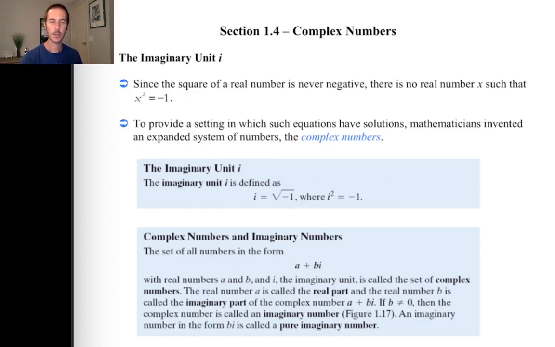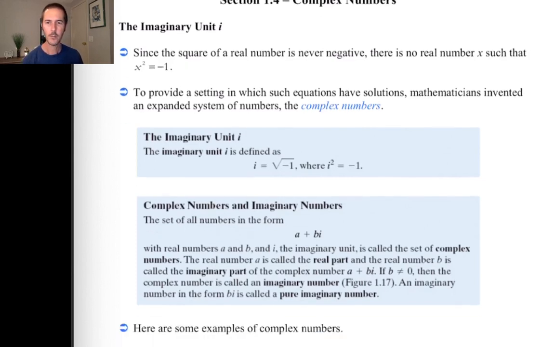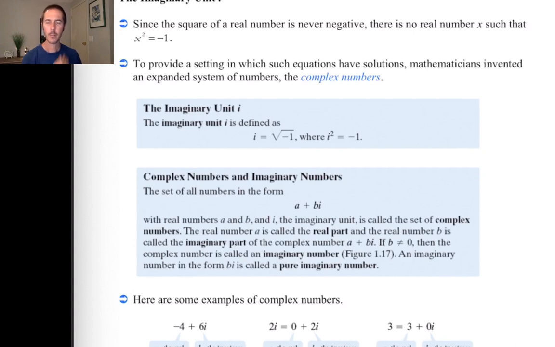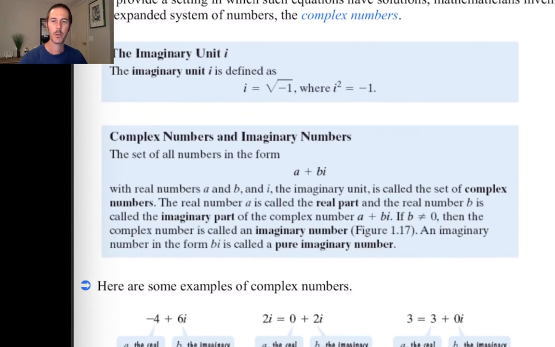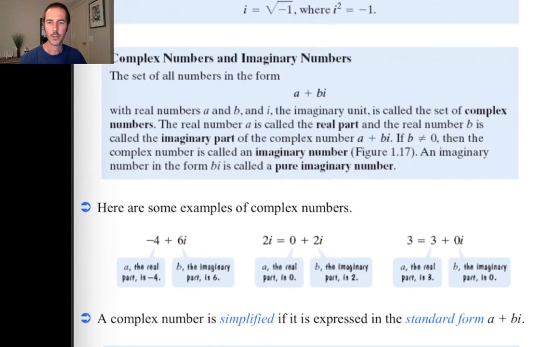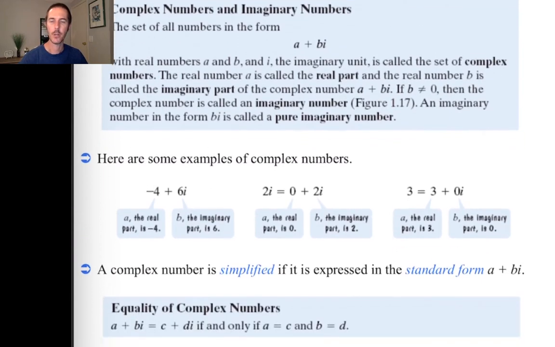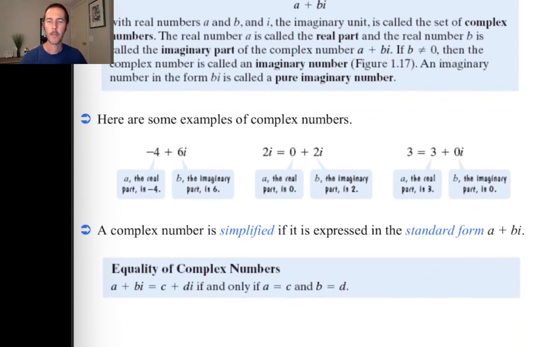Another thing that we're going to be seeing as part of this section is complex numbers. The standard form for a complex number is a plus bi, where a and b are real numbers and i is the imaginary unit, square root of -1. And so here are some examples of complex numbers. -4 plus 6i is a pretty traditional looking complex number.